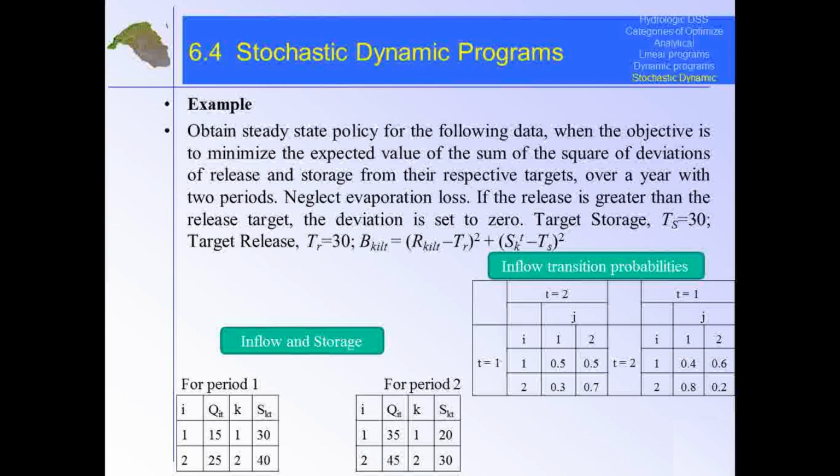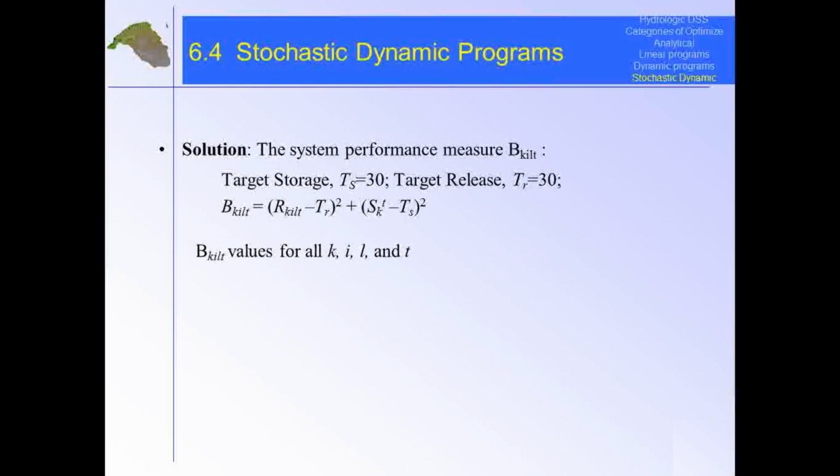Inflows and storage for period 1 and for period 2 are provided here. The inflow transition probability matrix from period 1 to period 2 is also provided, covering each combination of inflow state in period 1 and inflow state in period 2. So you do have the inflow transition probability matrices for the two periods. Now, we want to compute the system performance using the equations given. Target storage is 30, target release is 30, remember.